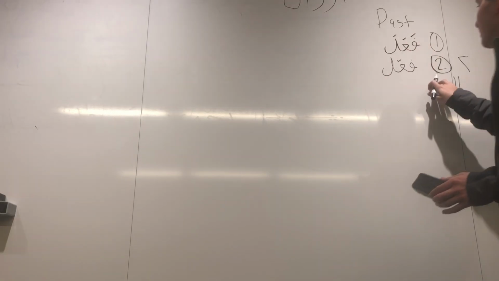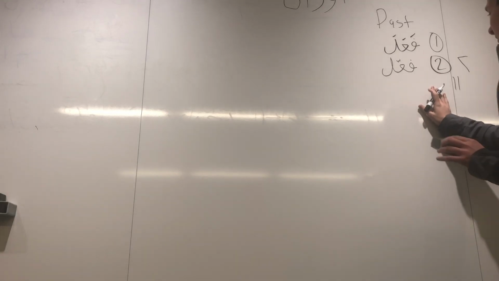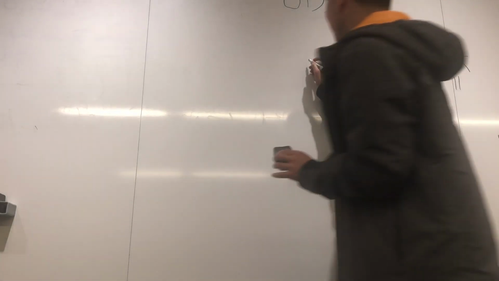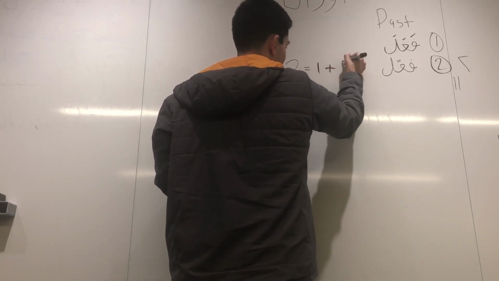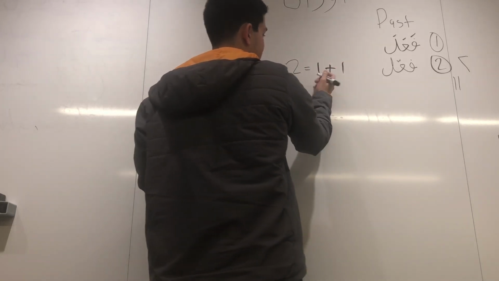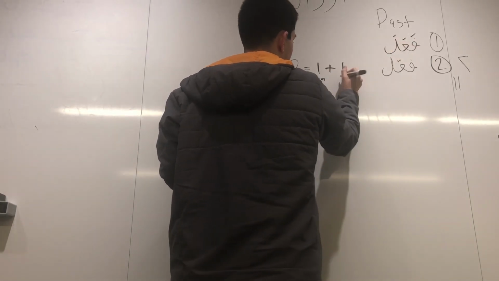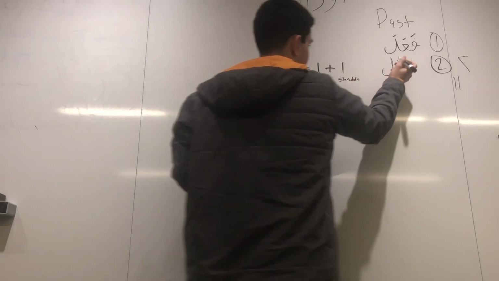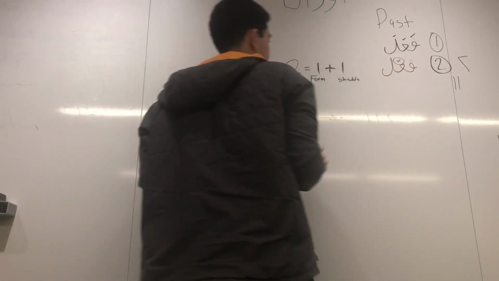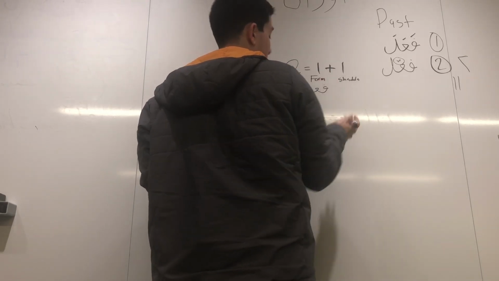And how do we remember this? Using a tip or trick. So, we all know that 2 is equal to 1 plus 1. So, we can take form 1, take our same form 1, and add 1 shadda, which is the stressor right there. So, we take our form 1, which is fa'ala, and then we add 1 shadda.